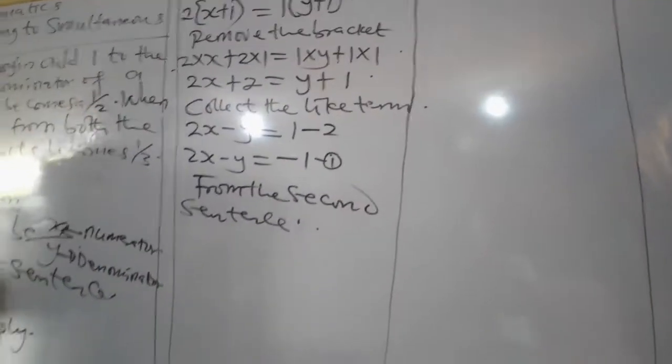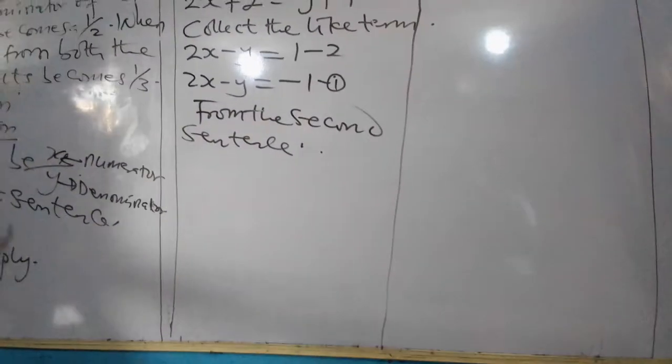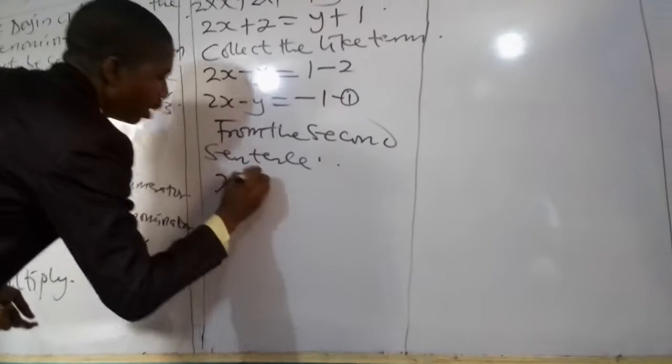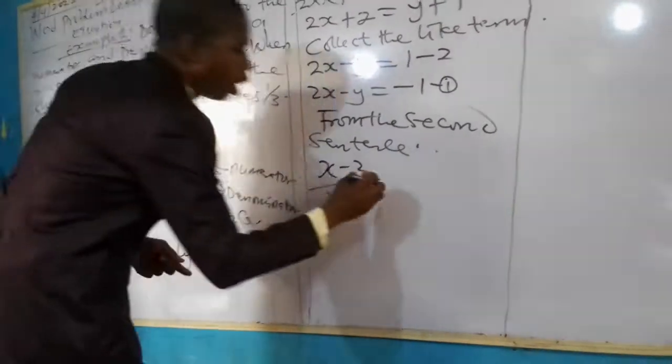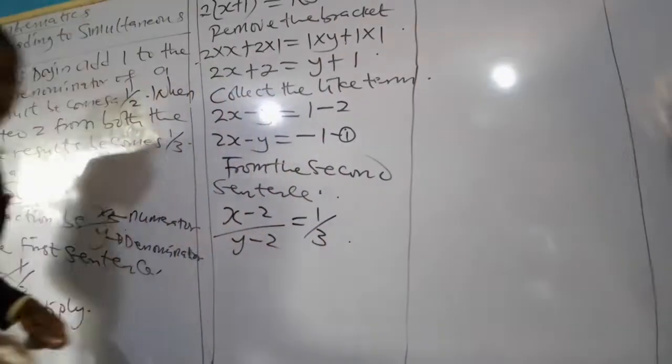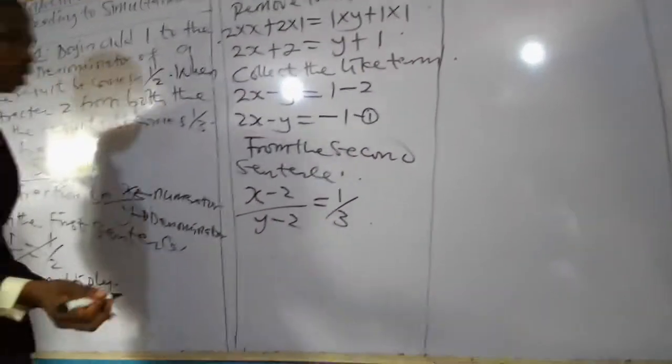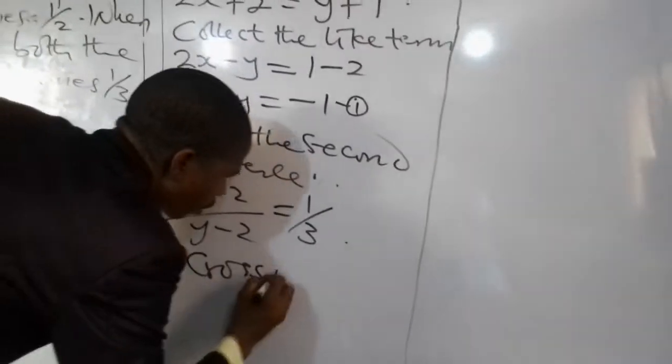Then, from the second sentence, we say when she subtracted 2 from both, that is x minus 2 all over y minus 2, the result becomes 1 over 3, which equals 1 over 3. That is according to the second sentence. We cross multiply.